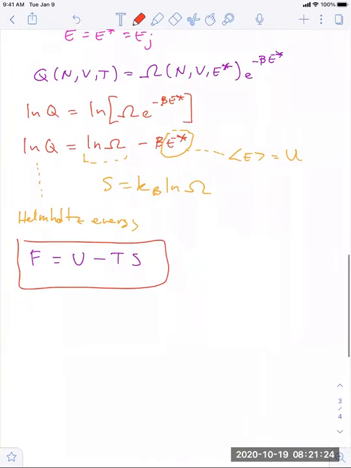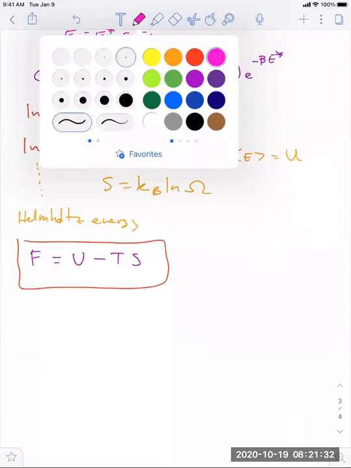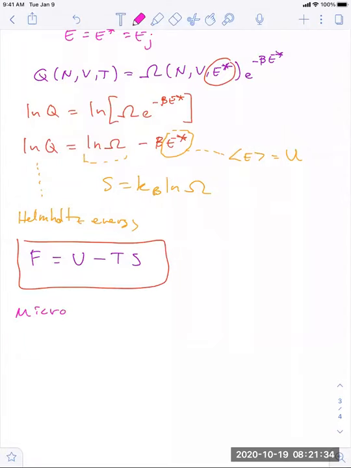So one thing that we did assume in this was that the only energy that's relevant is this E star. So this appears to show that microcanonical and canonical are equivalent because we can obtain this Helmholtz expression for the free energy from the microcanonical ensemble.